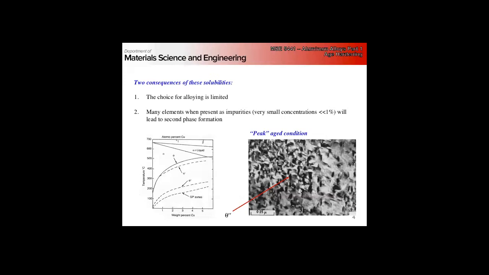It's because the GP zones have a much more similar structure. They're FCC, they're coherent, and they have a fairly low free energy, giving a very low free energy change. So if you add enough thermal energy, the increased entropic term is going to lead you to dissolve. You need fairly low temperatures for the GP zones to be stable.